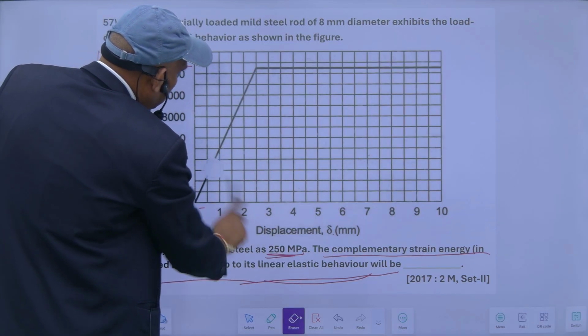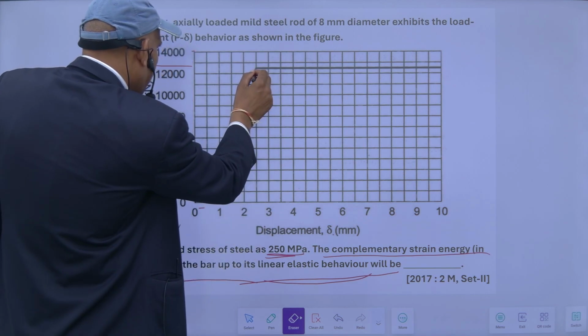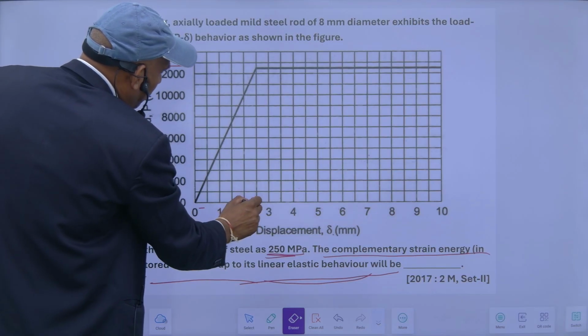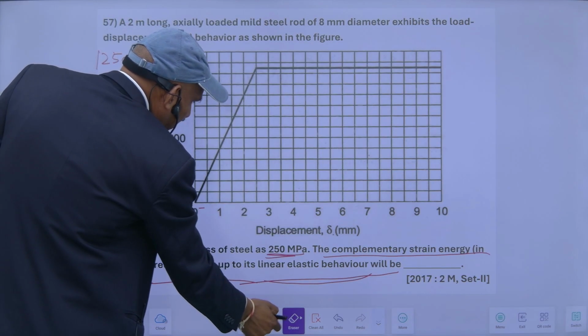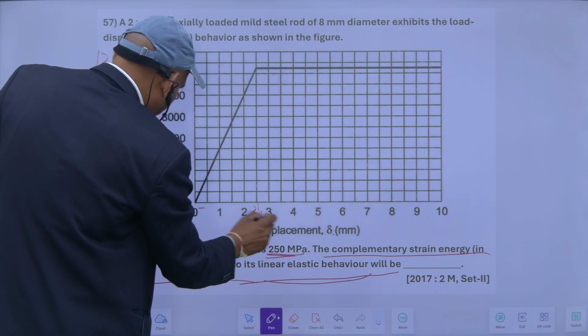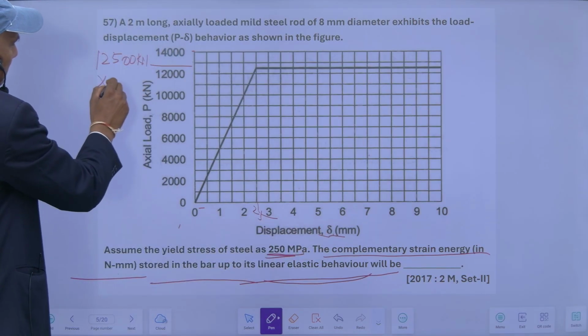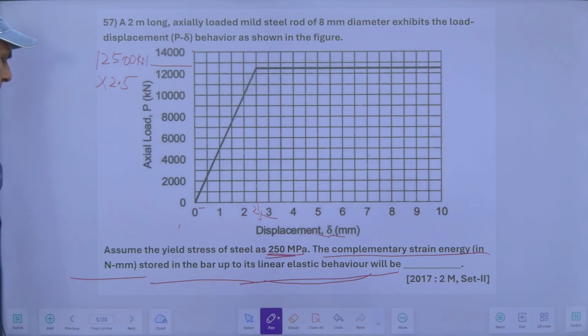So if I draw a line from here, then this will be 2.5. So it is in midway. This is 2.5 in mm. So this is the load, and my displacement is 2.5 mm.